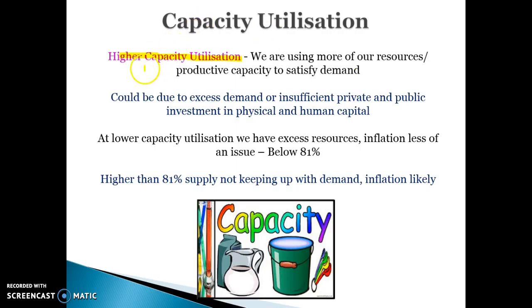So a country can have high capacity utilisation purely because they're in a peak and they're utilising most of their resources and they don't have much unemployment, but it can also be due to a lack of appropriate infrastructure spending in the past. At lower capacity utilisations, we have excess resources, inflation is less of an issue. Generally, if we're below about 81%, we assume that the capacity utilisation is quite small. Higher than 81%, supply is struggling to keep up with demand. And the problem with that is it can lead to significant inflationary problems.